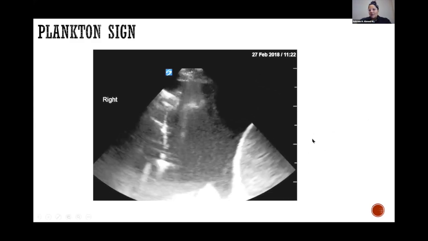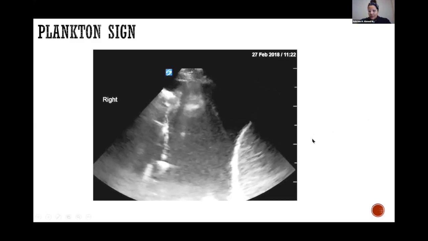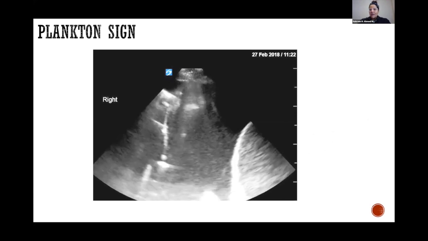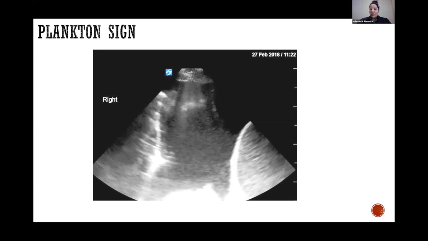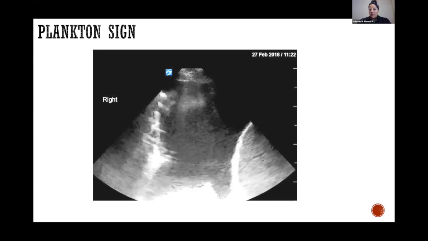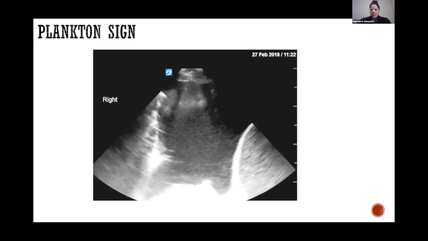But what the plankton sign means is that it might be blood in there. Typically, if you're thinking about exudative effusions, it could be malignant effusion as well. It could be a hematocrit sign, where you have somebody with a hemothorax, and it may look like this as well. Okay.